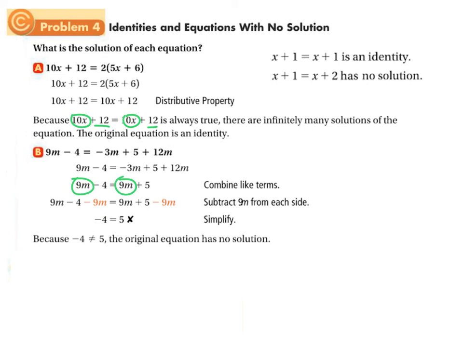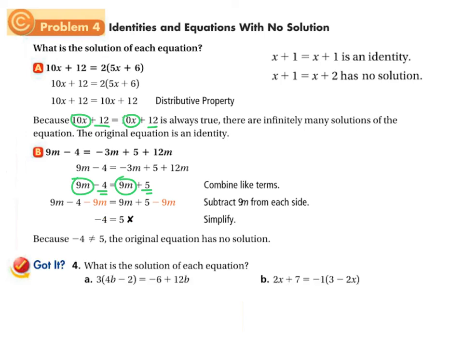That's starting at the same place on the number line. And now we're doing different things from that same starting place. We're going to end up at different locations always, no matter what 9m was equal to. No solution. Okay, try these got it problems.